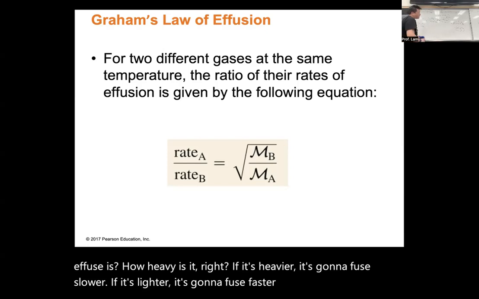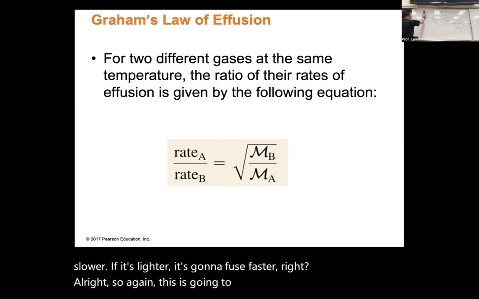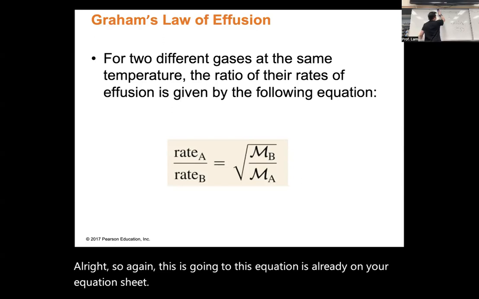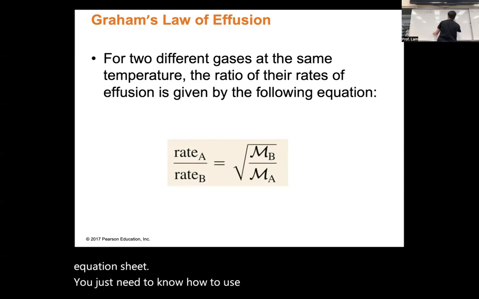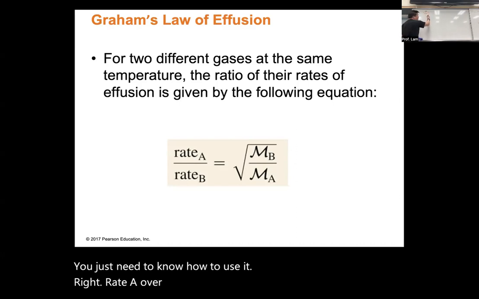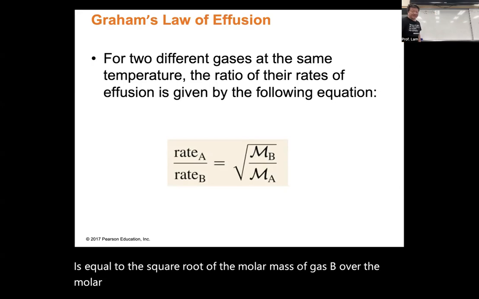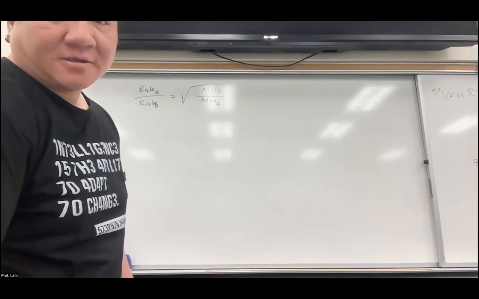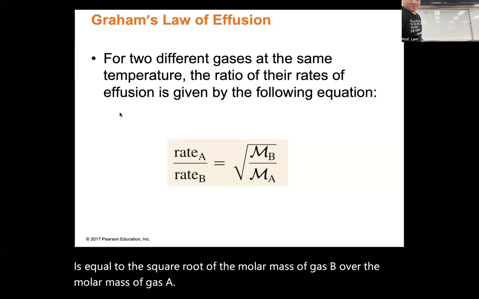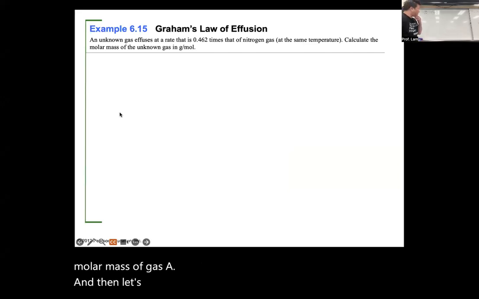All right, so again, this equation's already on your equation sheet. You just need to know how to use it. Rate A over rate B is equal to the square root of the molar mass of gas B over the molar mass of gas A. And then let's do this problem together.